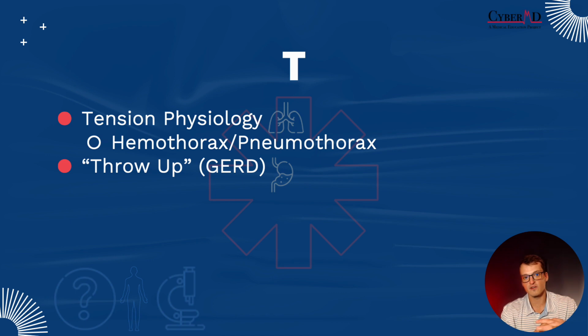Okay, so the next letter in our mnemonic is T, and this is going to stand for tension physiology. Could be from a really bad hemothorax or a really bad pneumothorax. And then the other differential diagnosis to consider is throw up, or GERD, in these patients under the T letter.